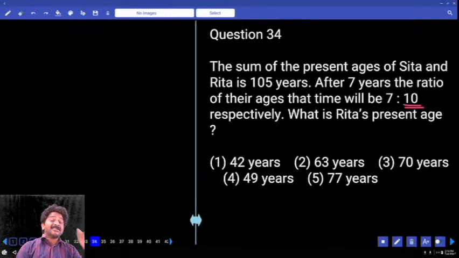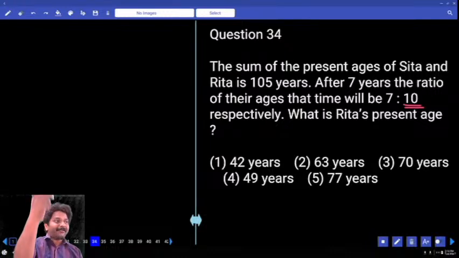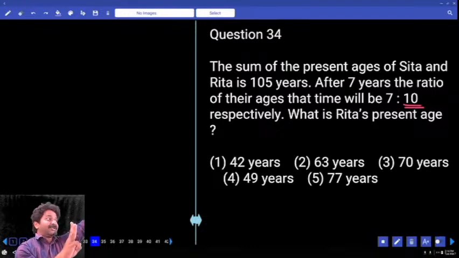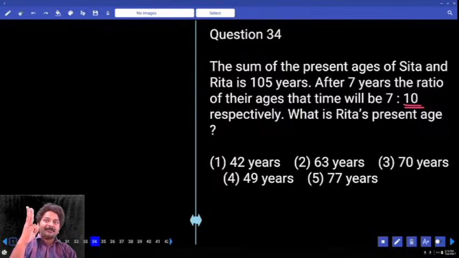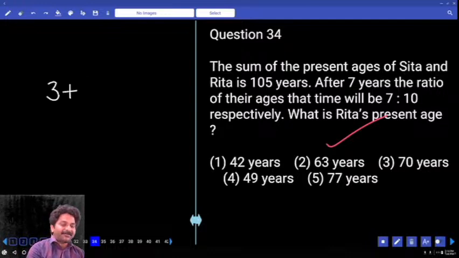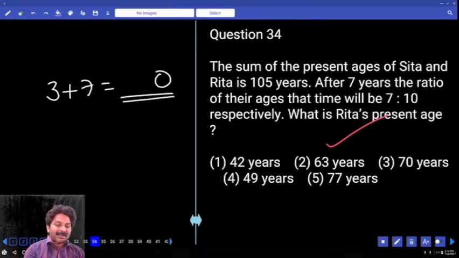At what time is Rita's age a multiple of 10? After 7 years. So then the percentage must end with 3, right? If the percentage is ending with 3, then only after 7 years it ends with 0. Then only it will be a multiple of 10. So the percentage of Rita must end with 3. How many options are there? Done. Followed? Got it?